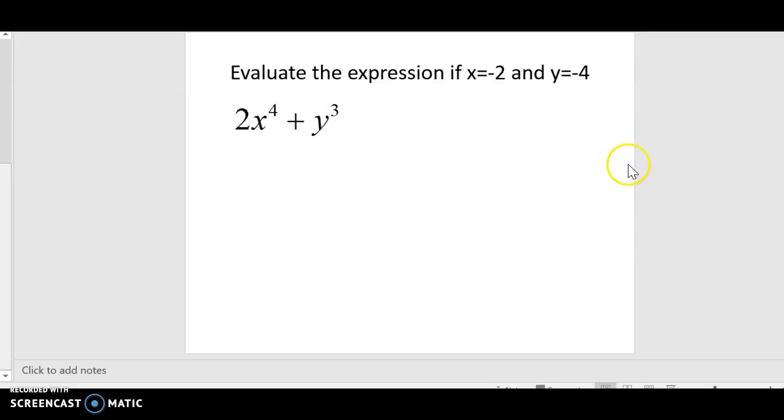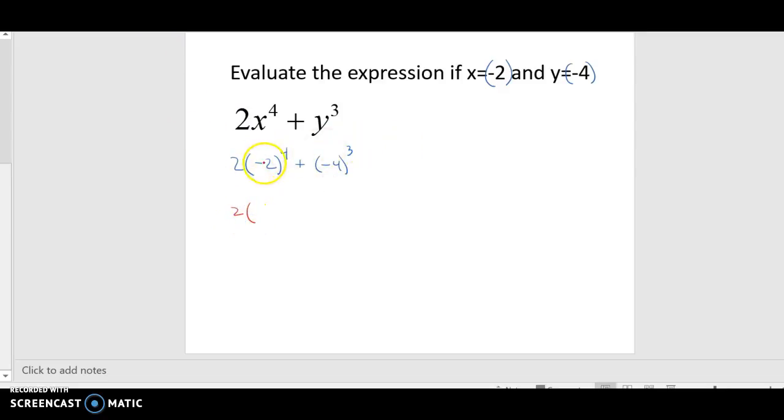Okay, now here is where it's going to really make a difference. I'm going to put this -2 in parentheses and this -4 in parentheses. So when I substitute here, I'm going to replace x with -2 to the fourth plus -4 to the third. So I replace x with -2, replace y with -4. Now I have to do the correct order of operations, so I have to do exponents first.